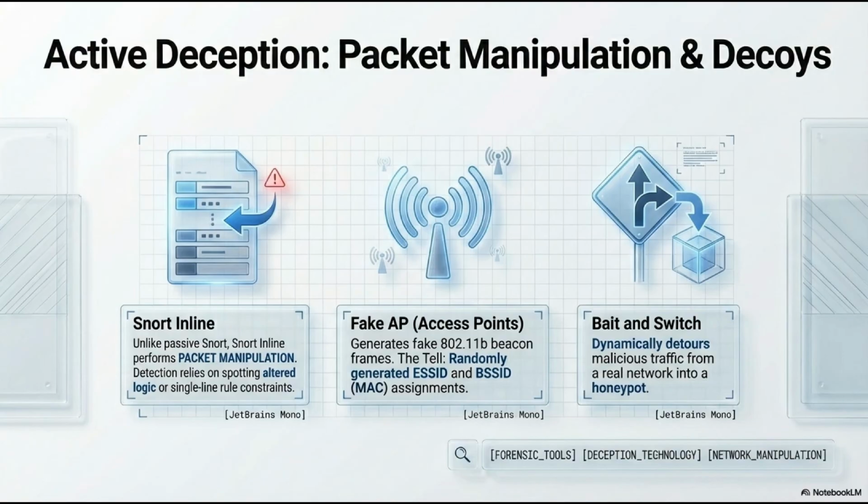And finally, bait and switch. This is a rerouting tactic. It detours malicious traffic from a real network into a honeypot. The attacker thinks they're hitting the finance server, but the network has quietly switched the tracks, and now they are in a decoy. Sneaky. Okay, we have covered a ton of ground.